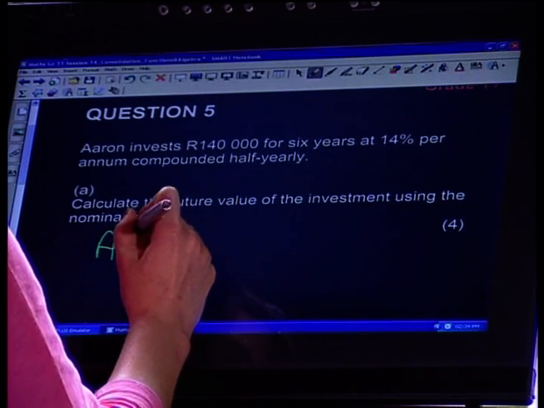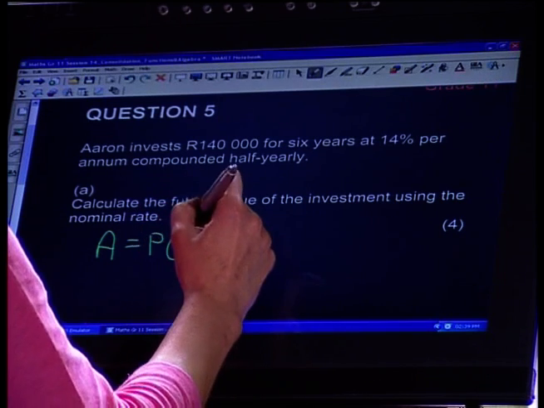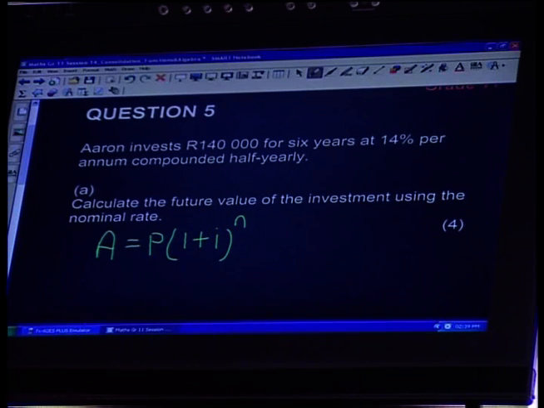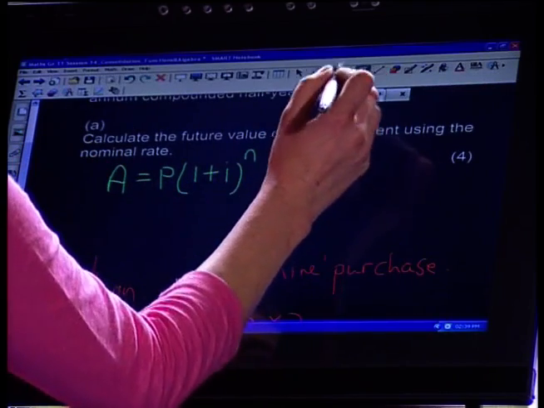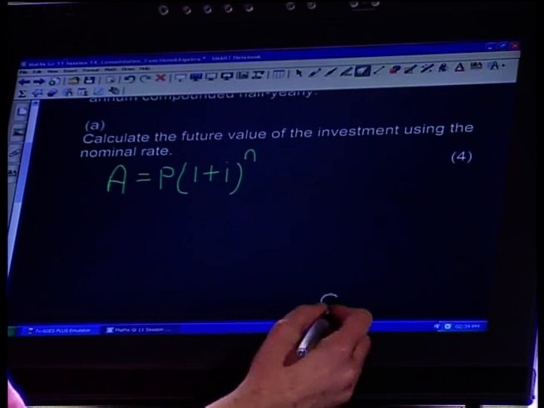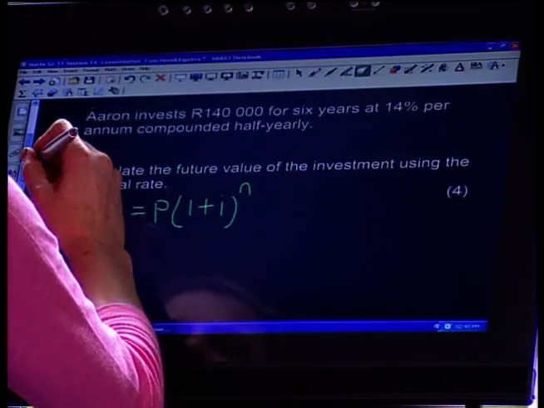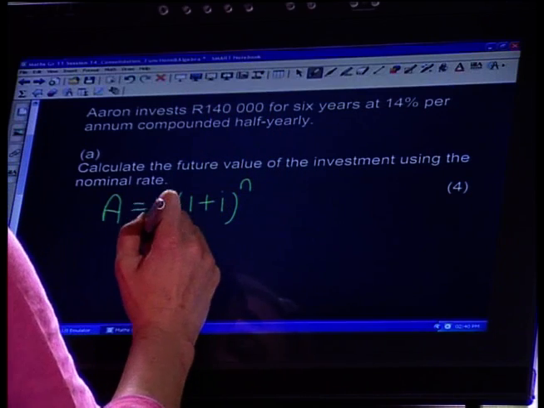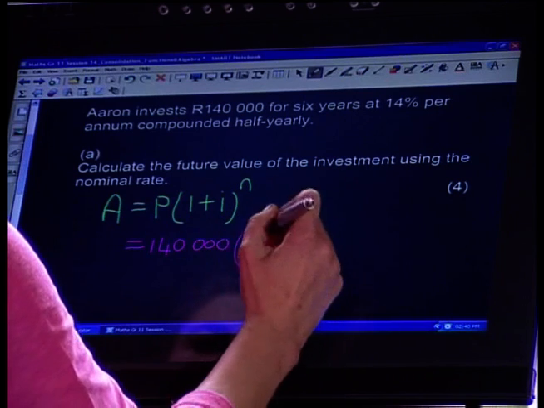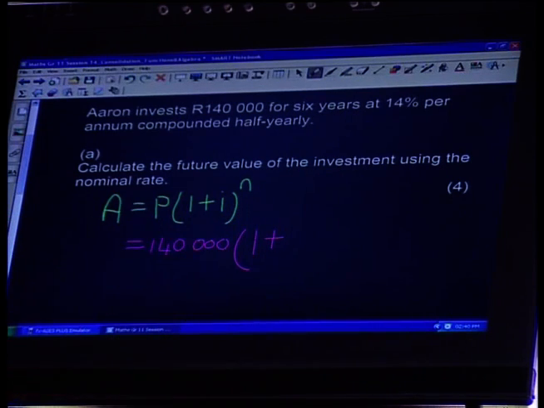So out comes our compound interest formula. A is equal to P(1 plus I) to the power n. Now P, remember, stands for our principal amount or our initial amount. That is the amount that we have at the start of the story. And at the start of this particular story, Erin had 140,000 Rand. So I'm going to substitute that in there. 140,000 Rand. Right, 1 plus the interest rate. Now guys, remember, the interest has to be written as a decimal. So 14% is actually 14 hundredths. So it is 0,14.